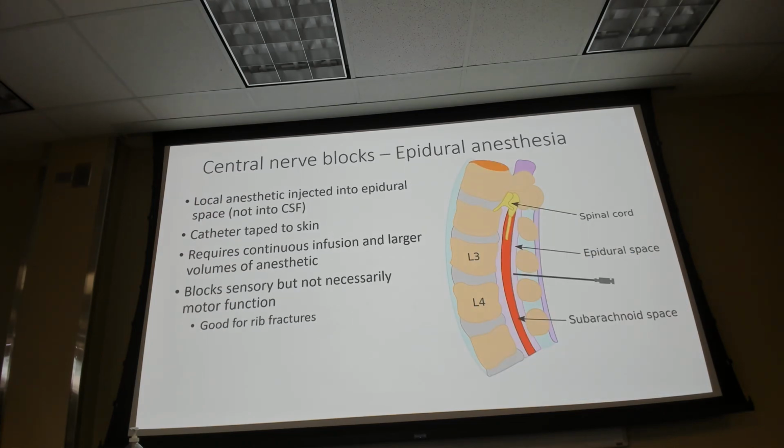All right, then we have our epidural anesthesia. So this one blocks sensory, not necessarily motor function. This one also works well for rib fractures. And this one doesn't go into the CSF, so you don't have to worry about that CSF leak. Basically, you're entering up until the subdural space, and you're not puncturing that, so we don't have as many of the complications like we see with the post-spinal headache. But this one usually has the catheter taped on the skin, and then it requires a continuous infusion in larger volumes of anesthetic.